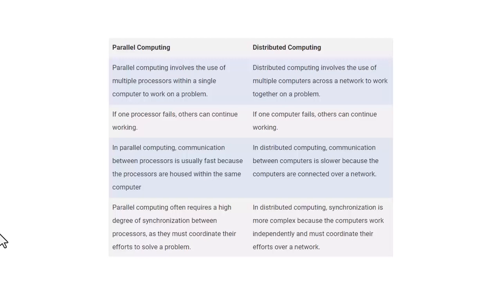In parallel computing, communication between processors is usually fast because the processors are housed within the same computer. In distributed computing, communication between computers is slower because the computers are connected over a network. Parallel computing often requires a high degree of synchronization between processors as they must coordinate their effort to solve a problem. While in distributed computing, synchronization is more complex. This is the disadvantage because computers work independently and must coordinate their efforts over the network.